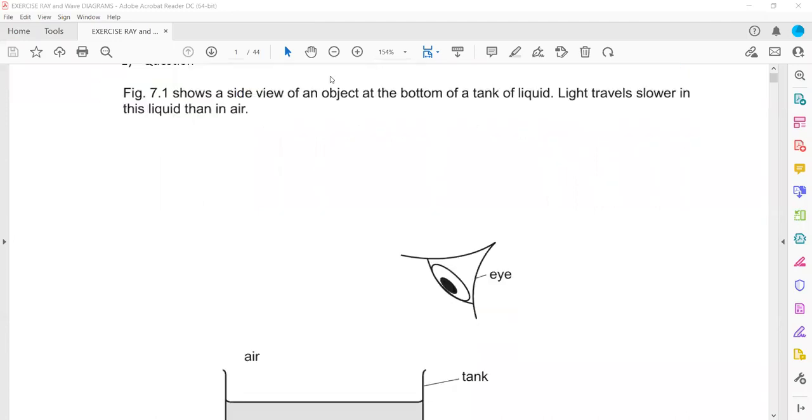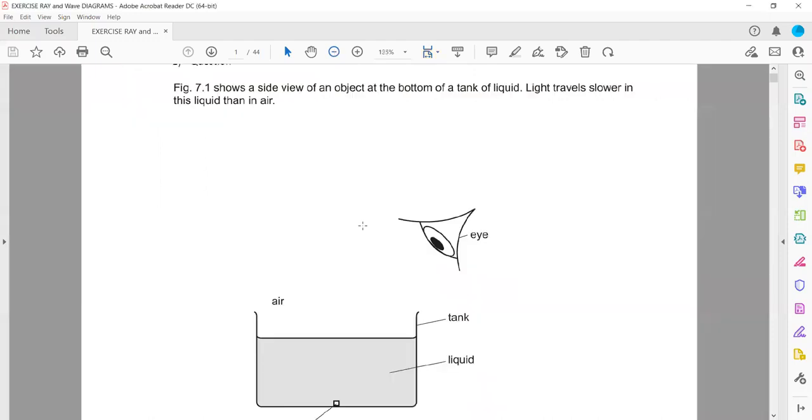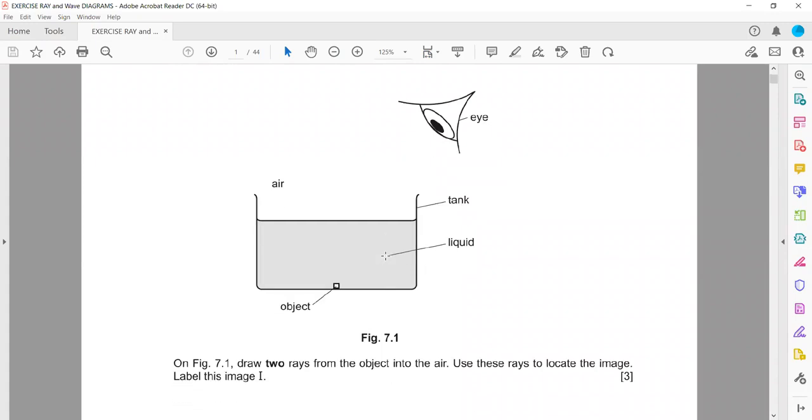So figure 7.1 shows a side view of an object at the bottom of a tank, and the light travels slower in a liquid. On figure 7.1, draw two rays from the object into air and use these rays to locate the image. So what happened? When the light is in liquid, it is traveling slower, but when it travels in air, the speed of the light increases. As the speed of the light increases, what will happen?